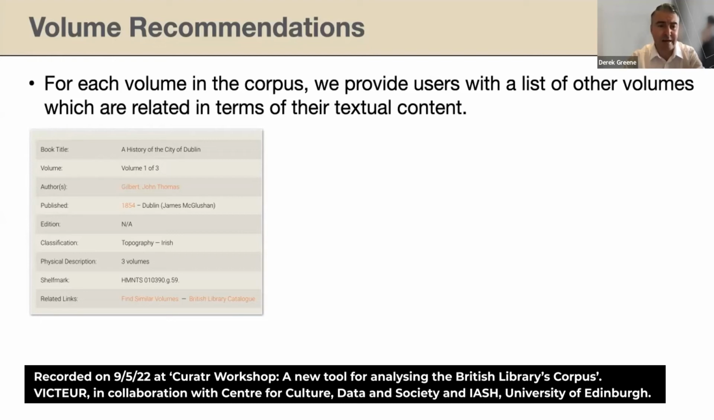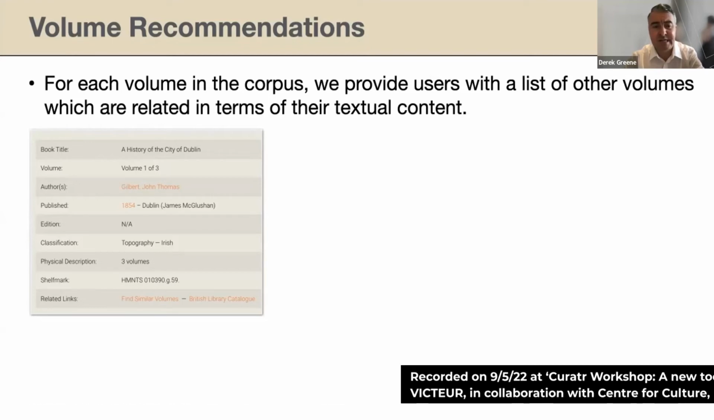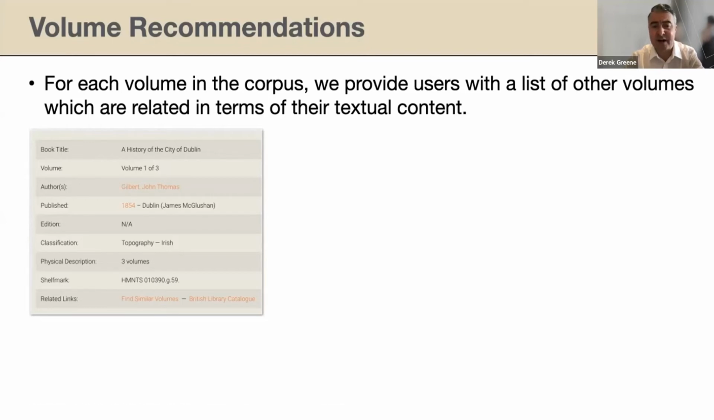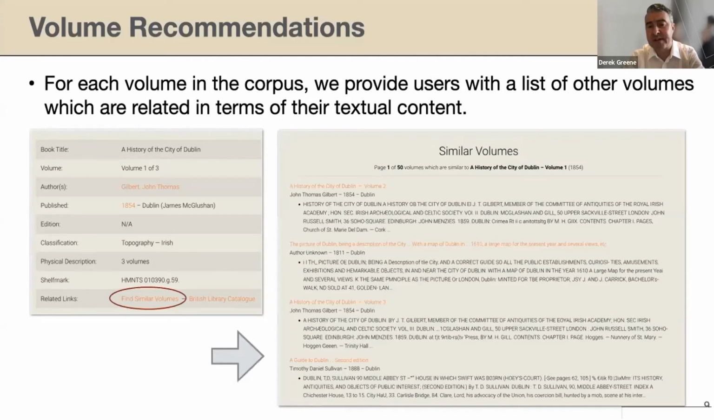So, for example, a volume here that relates to volume 1 of a history of the city of Dublin. If we click on Find Similar Volumes, we're presented with a list of up to 50 other volumes that relate to historical accounts of the city of Dublin. The way we do this is we have pre-calculated the similarities between all pairs of volumes, which allows us to deliver these recommendations in real time.